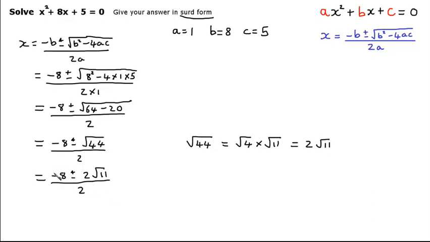Now we need to divide the negative 8 and the 2 root 11 by 2. So we get negative 8 divided by 2 is negative 4, plus or minus 2 divided by 2 is 1, so that's just root 11. So our answer in surd form is negative 4 plus or minus root 11. And if we were going to write it out to finish, we'd say x equals negative 4 plus root 11. Or the other solution would be x equals negative 4 minus root 11. And that's leaving it in surd form as we were asked.